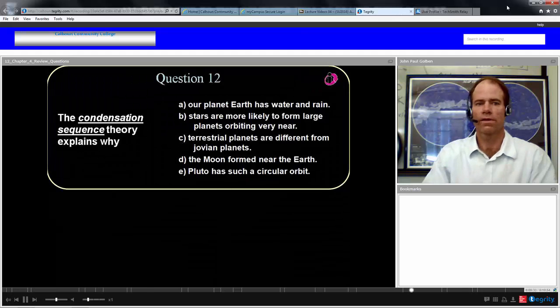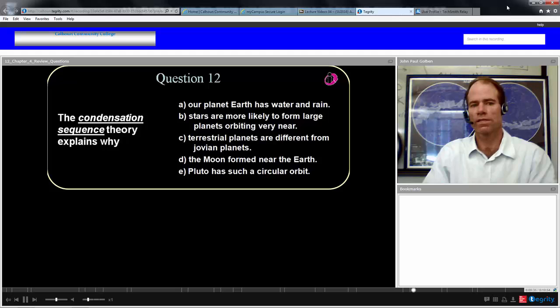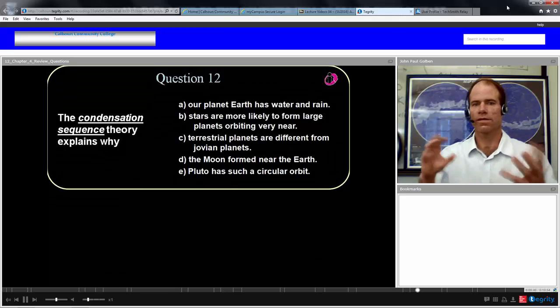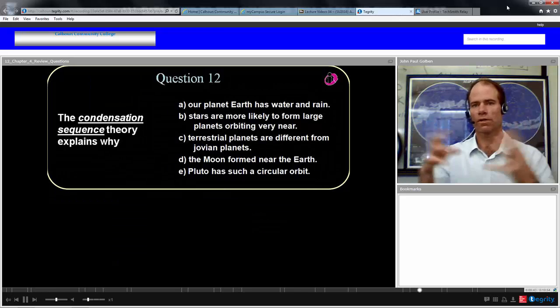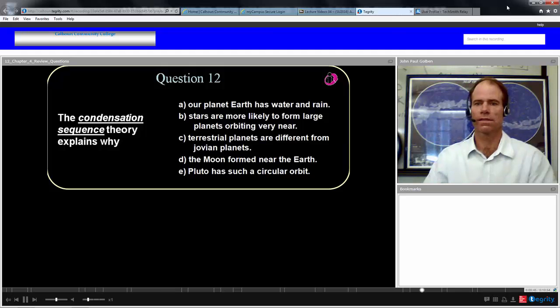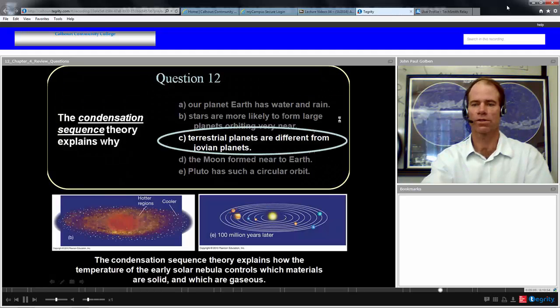Question 12. The condensation sequence theory explains why. Condensation is an idea that dust particles would help accrete and form the planets. And as these planets are forming, the ones that are closer to the Sun and the greater heat would only retain the heavier elements, and the planets that are further away from the Sun would have greater gravity, less temperature, and be able to retain the lighter elements. So this sequence theory would explain why the terrestrial planets are different from the Jovian planets.